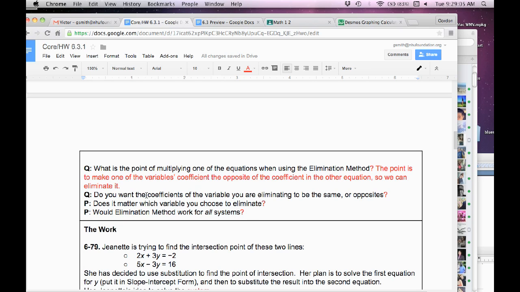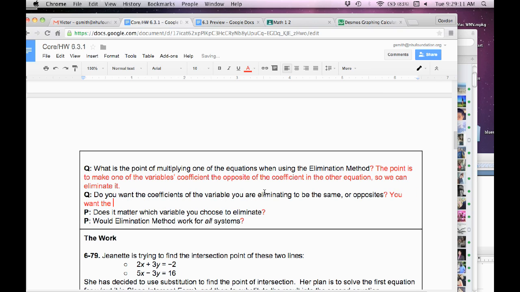Second question. Do you want the coefficients of the variable you are eliminating to be the same or opposites? You want them to be opposites so you can eliminate them by adding the equations together.